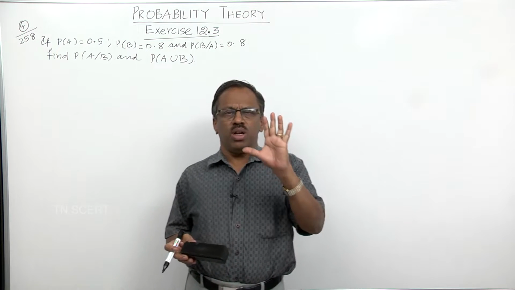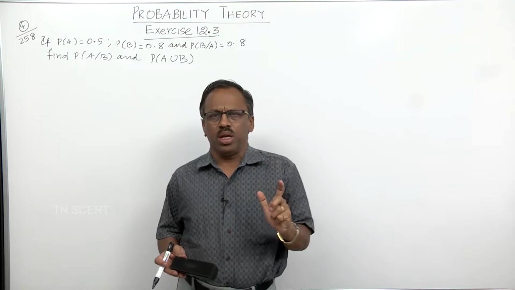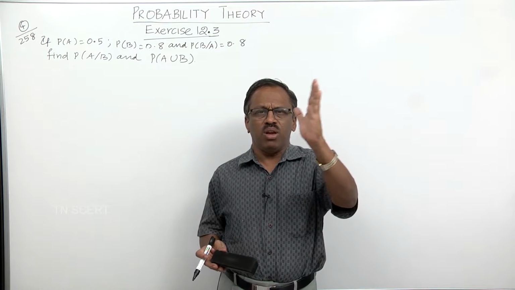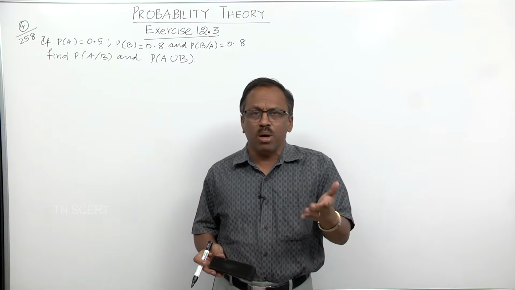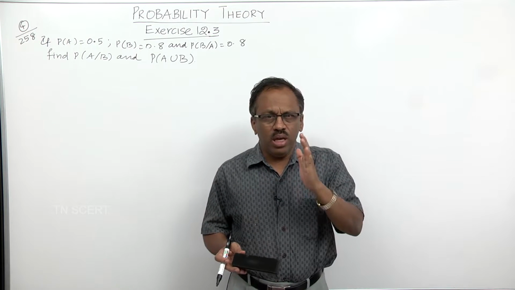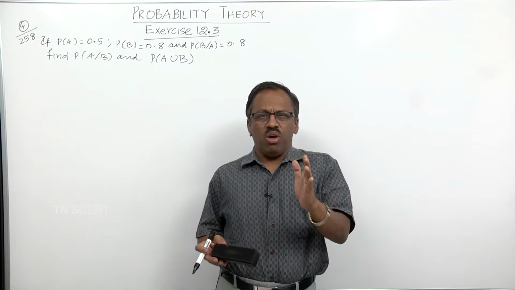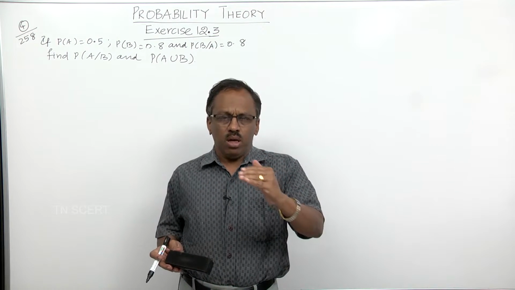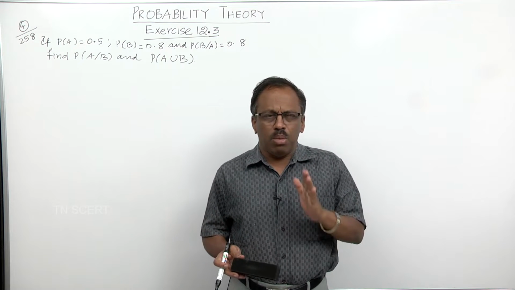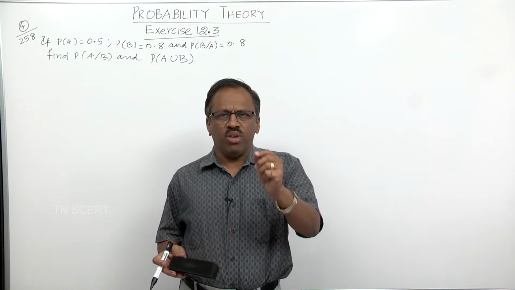According to the definition of conditional probability, let me say the direct part first, then we will think about it. The conditional probability, what is that? Probability of A given B. Remember, do not say A by B. Probability of A given B implies probability of A intersection B divided by probability of B.